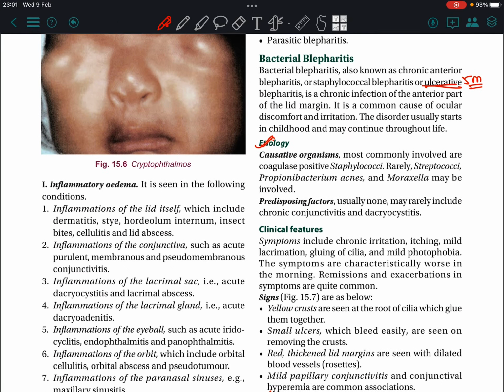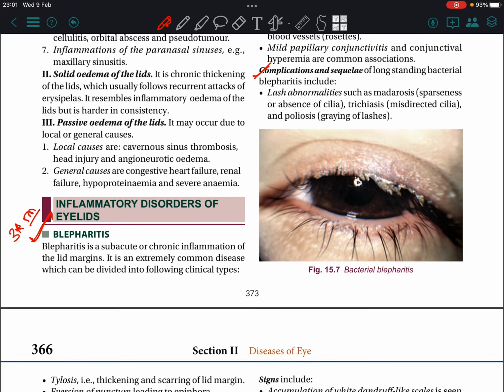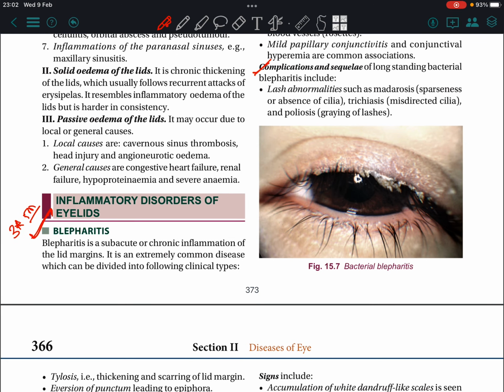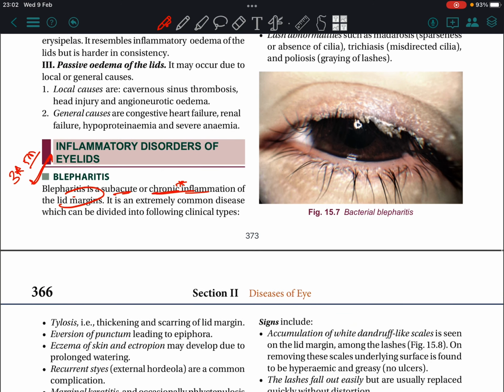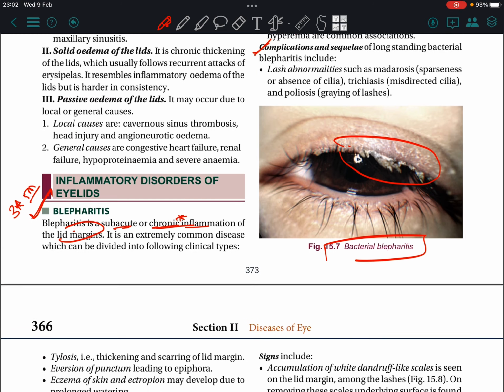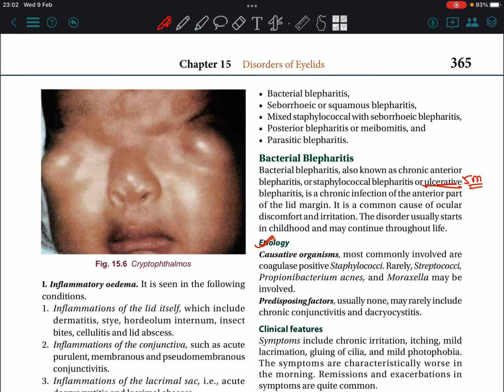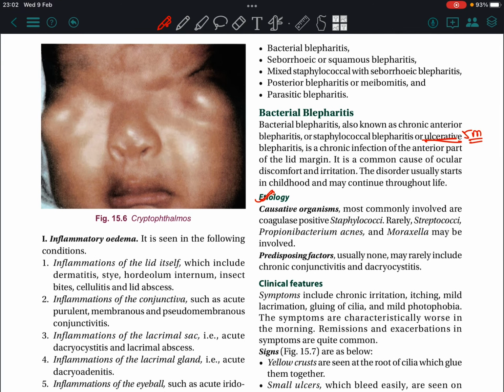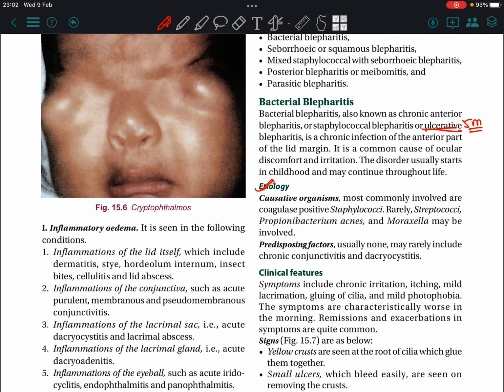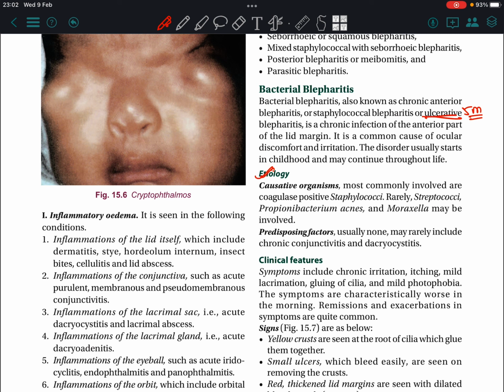Then we'll move on to blepharitis. Blepharitis is a subacute or chronic inflammation of lid margins. It is subacute or chronic inflammation, not acute, of lid margins. It is an extremely common disease which can be divided into the following clinical types: bacterial, seborrheic, mixed or seborrheic blepharitis, posterior blepharitis or meibomitis, and parasitic blepharitis.